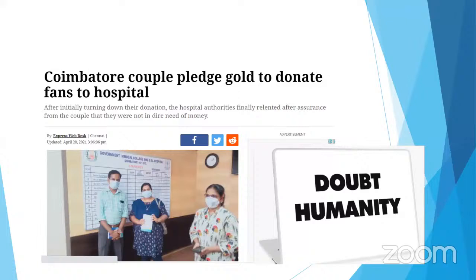After the donation was given to the hospital, one of the patients was admitted. After the patient was discharged, that patient told the incoming patients that this was his own fan and that he had to be paid. After that, they got money from around 800 other patients. This is the unity.